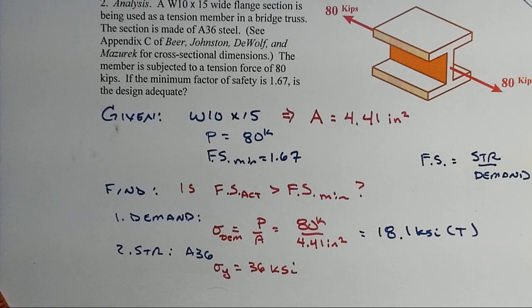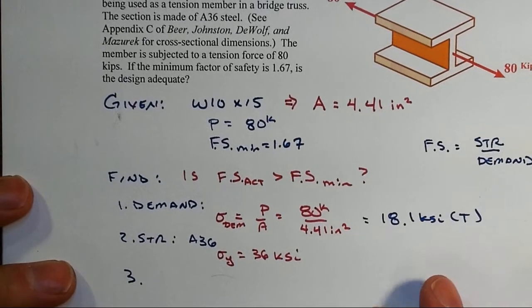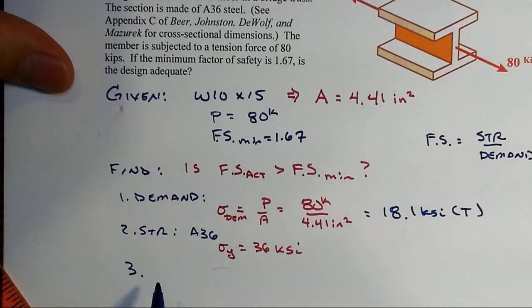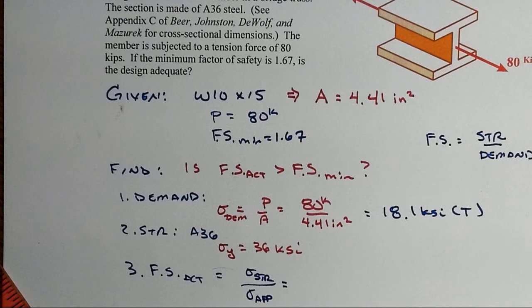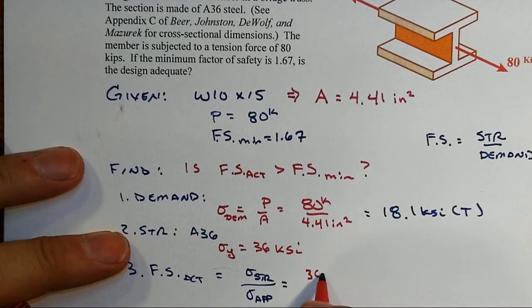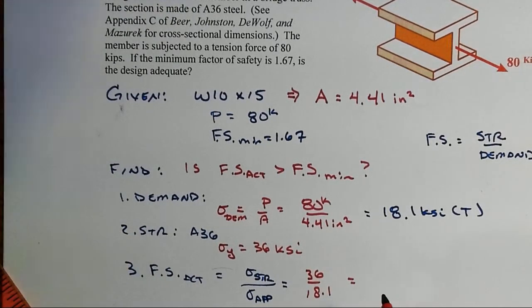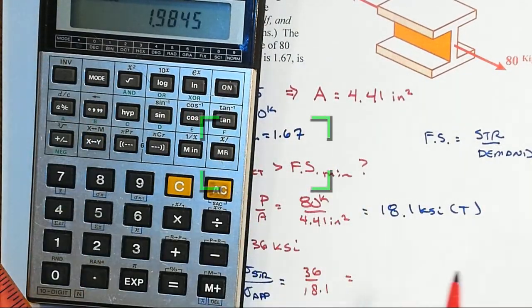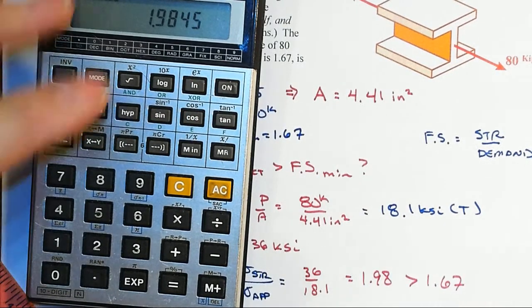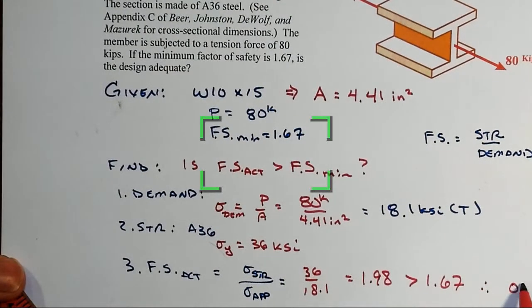And when I then go calculate the factor of safety actual, that will be our strength divided by our applied, or our demand, and that then is going to be 36 over 18.1. That's going to be pretty close to 2, just a little bit less. It's going to be 1.98. That's greater than the requirement, which is 1.67, so therefore okay.